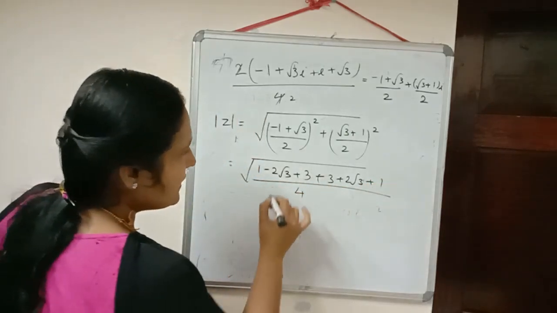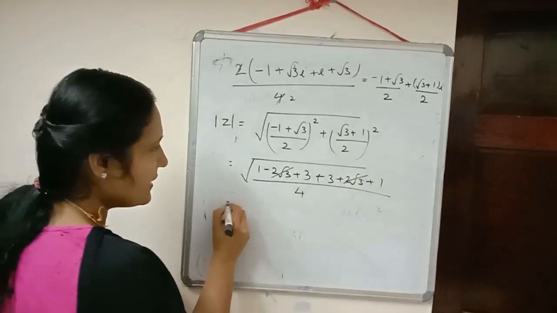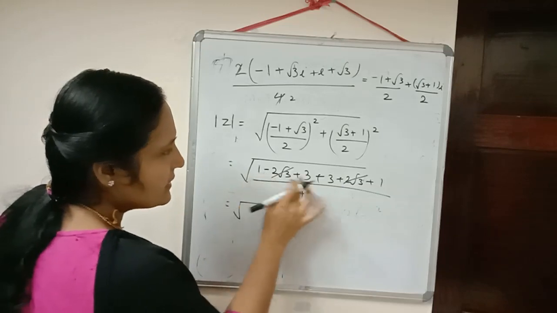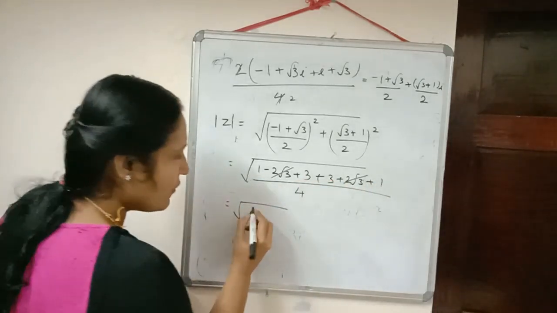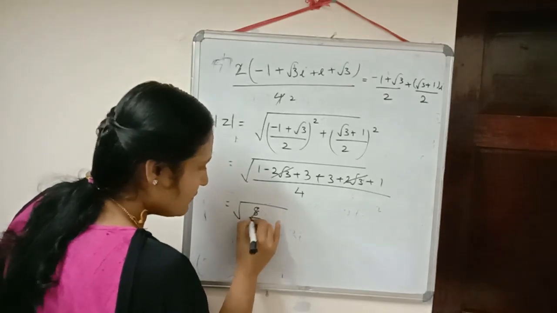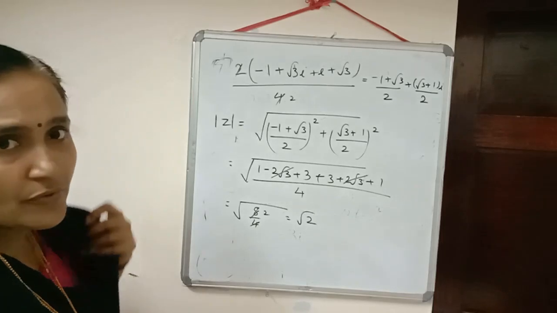So just to check, anything will get cancelled. Minus 2 root 3 and plus 2 root 3 cancelled there. Remaining what we have, 3 plus 1, 4. Here also 3 plus 1, 4. So 4 plus 4, 8 by 4. So we can cancel it and we will get the modulus is equal to root 2.